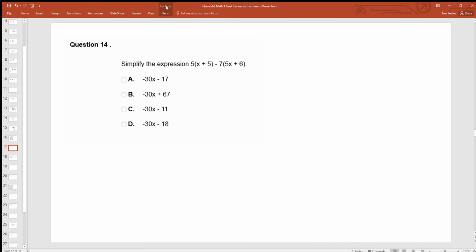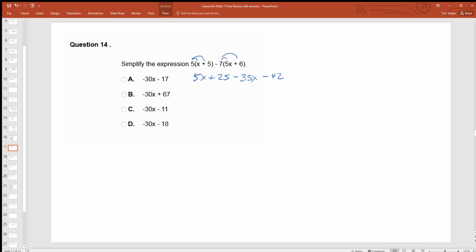All right, number 14, simplify the expression. So I would distribute. We get 5x. 5 times 5 would be 25. In this case, make sure you're distributing the negative. So negative 7 times 5x would be negative 35x. Negative 7 times 6 would be negative 42.